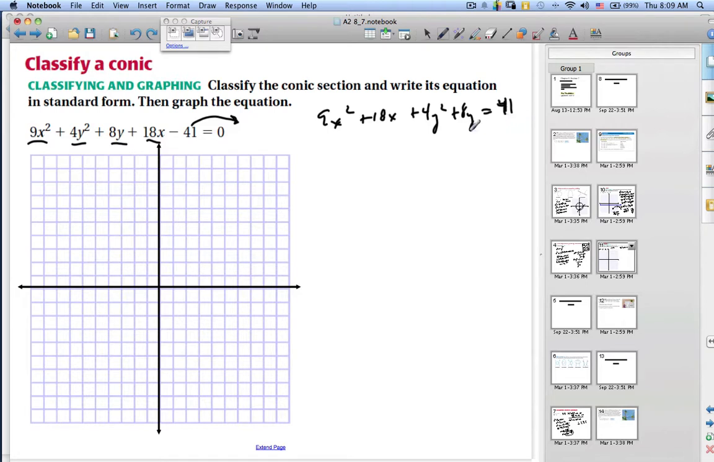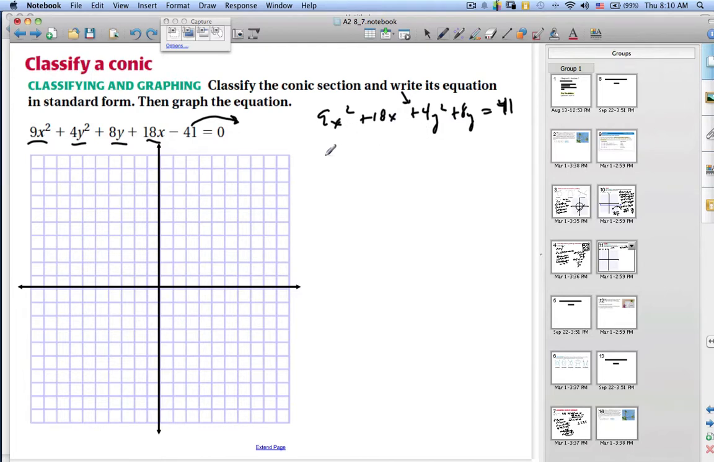Okay, and now the key here is you see I have a plus there. That means if I have a plus between the x's and the y's, this is either a circle or an ellipse. So I've eliminated parabola and I've eliminated hyperbola. And I haven't done the discriminant.